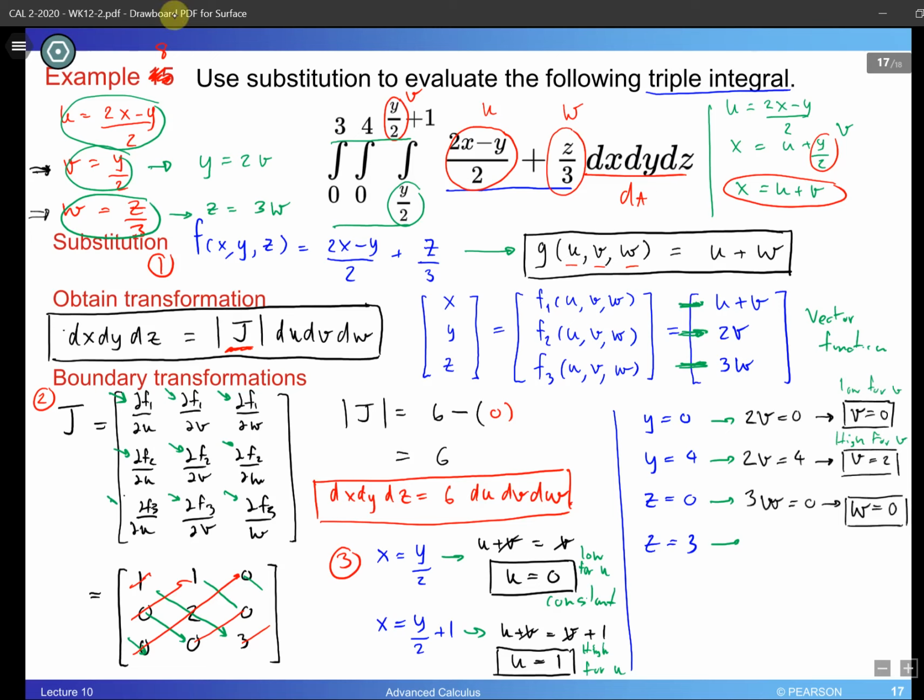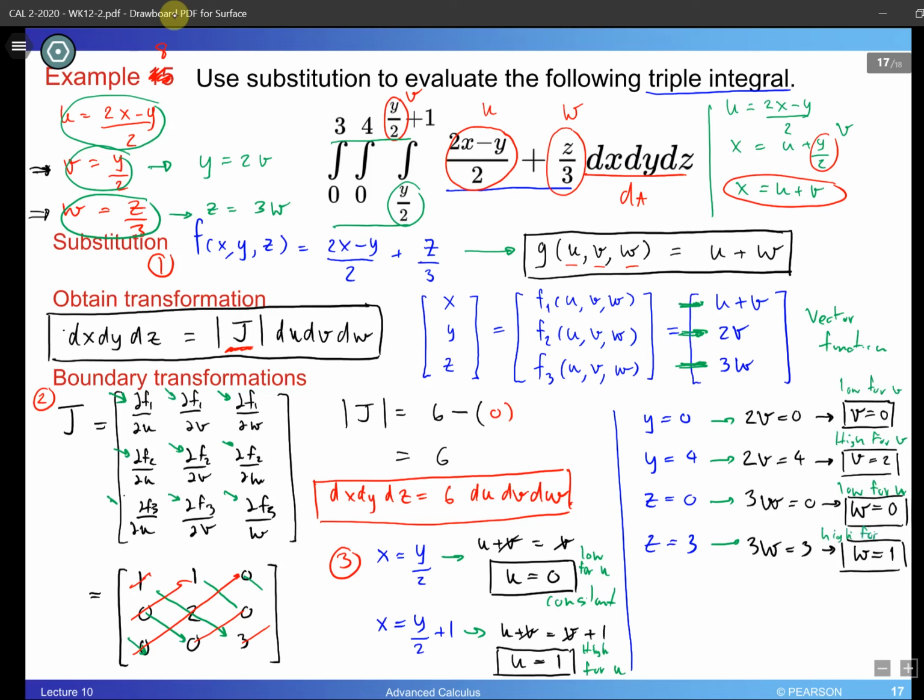Okay, and last one, z equal to 3. And once again, z is equal to 3w, and 3w equal to 3, which means that w is going to be equal to 1. And once again, we have constants for the boundaries for w. This one is low for w, and this one is high for w. Okay, I don't like that. Let me fix this. This one is high for w.